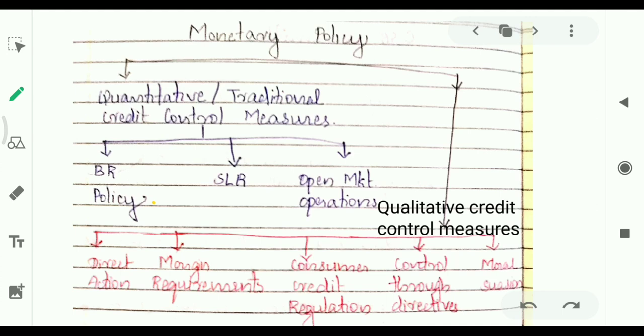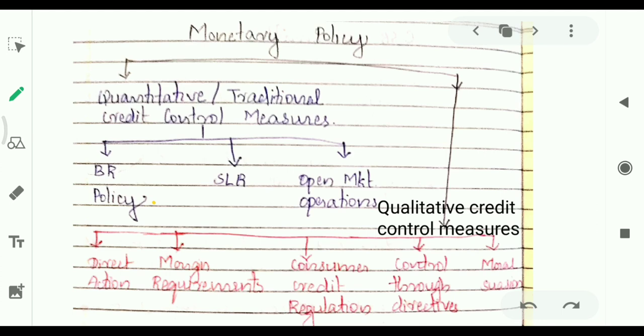The next one is control through directives. Here the central bank prescribes certain directions to commercial banks. This may be a voluntary agreement between the central bank and commercial banks. It may be in written or oral form. However, if it is in oral form, it may not have any legal existence.